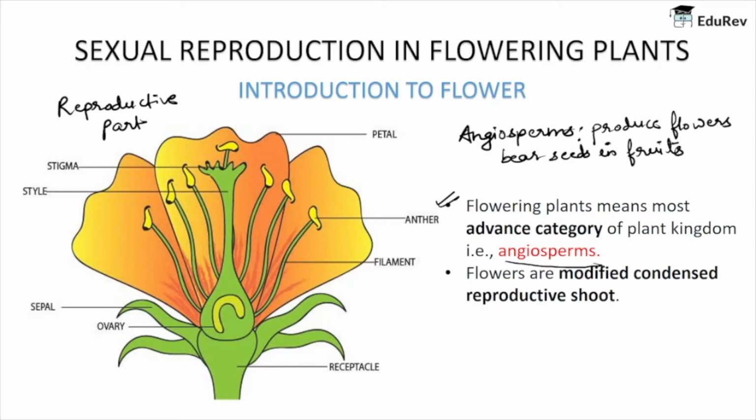So flowers that we see growing on a plant are basically the modified condensed reproductive shoot. This is the technical term that we use for the flowering plants in biology. So that is how we will define it: flowers are modified condensed reproductive shoots.